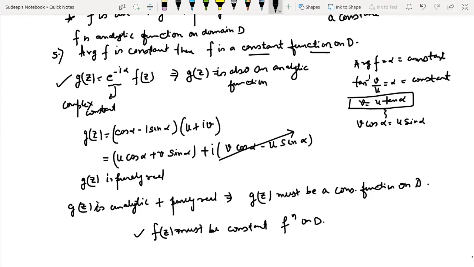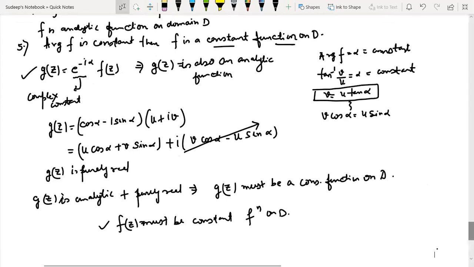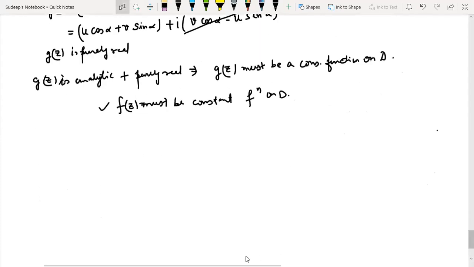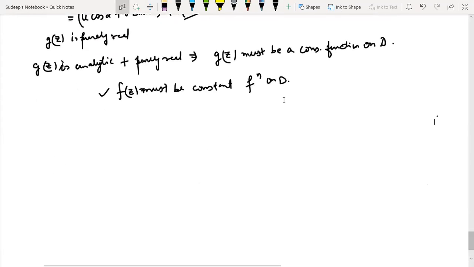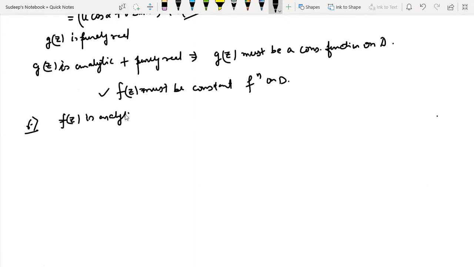So all these results are quite important, and they may be asked in the examination. Therefore, I have written all these things in one line. Another important result I just wanted to mention: I think 5 results we've mentioned, the 6th result I'm mentioning now. This is again important. We have already discussed that f(z) is analytic on domain D. And if mod f is constant on D, then it implies that f must be a constant function on D.